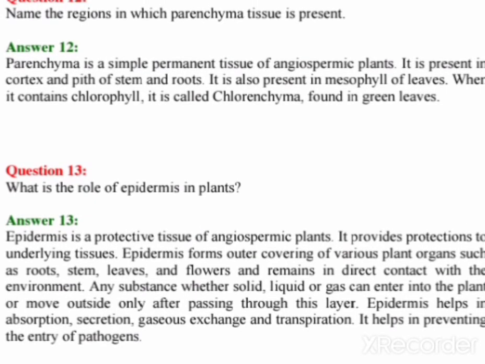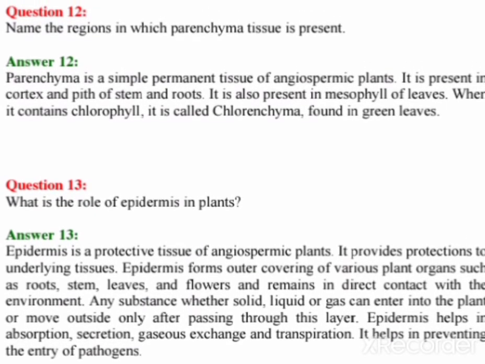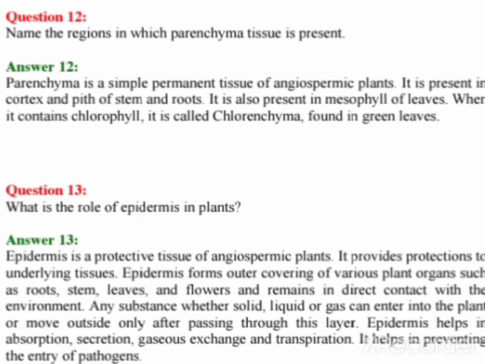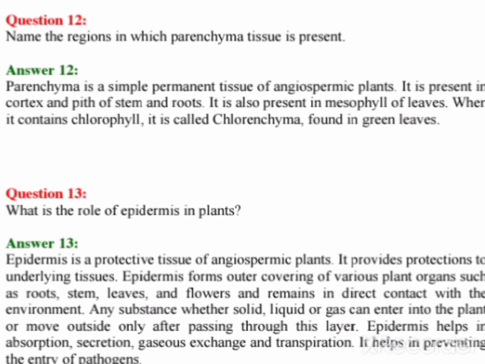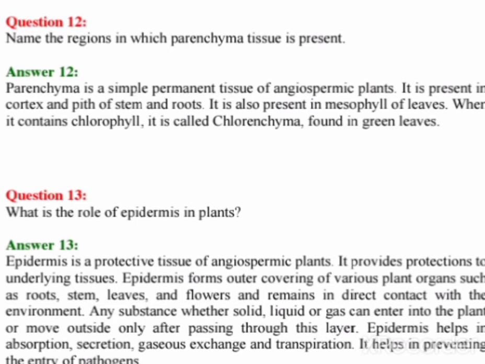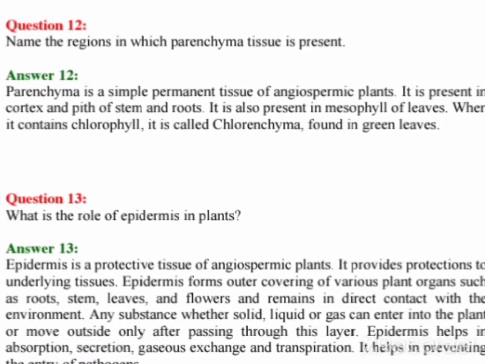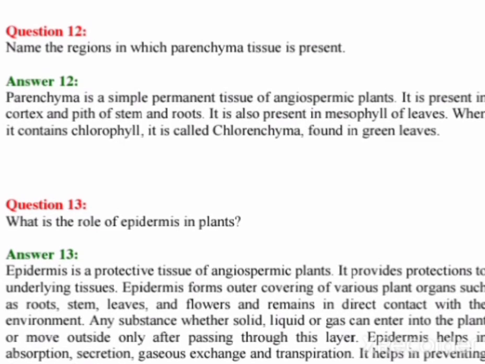It is present in root, stem and leaves, all parts have parenchyma tissue. When it contains chlorophyll, this parenchyma tissue is also known as chlorenchyma, which is found in green plants. If this parenchyma tissue is present in the leaf, it contains chlorophyll, and this parenchyma is also known as chlorenchyma, found in green plants.